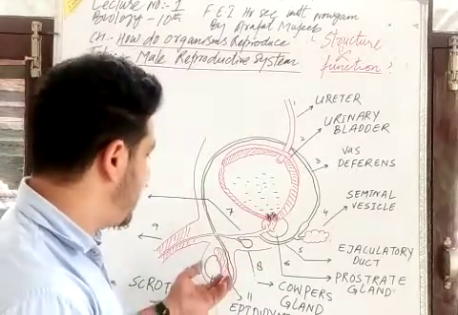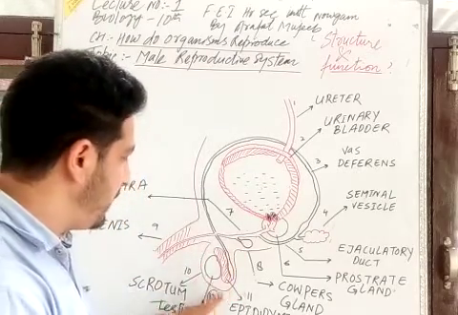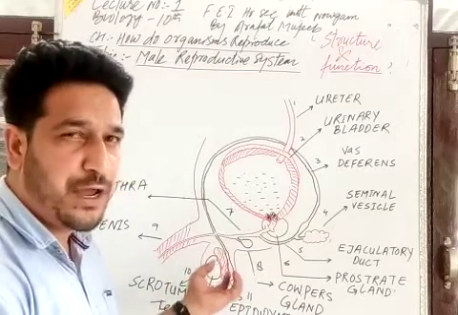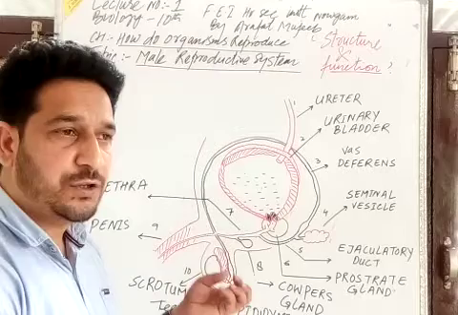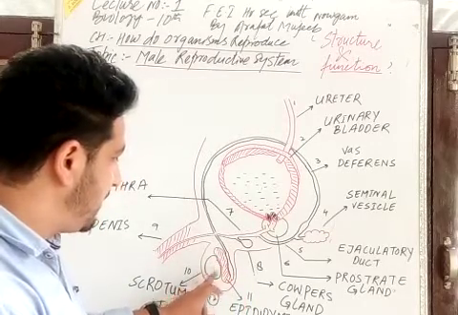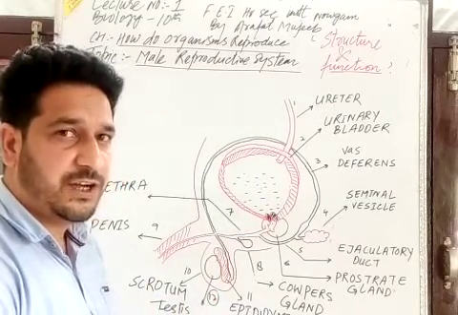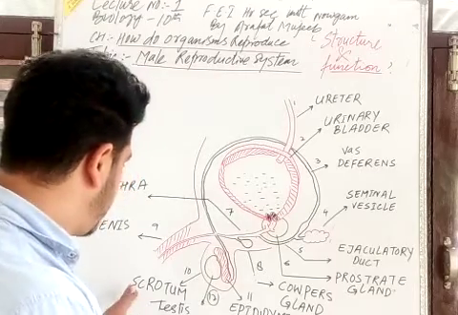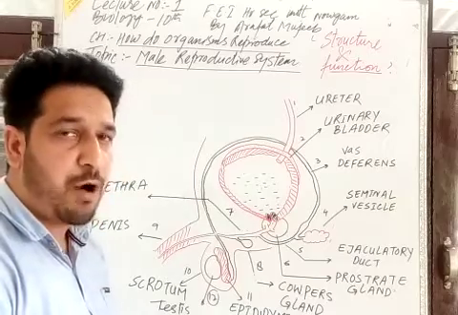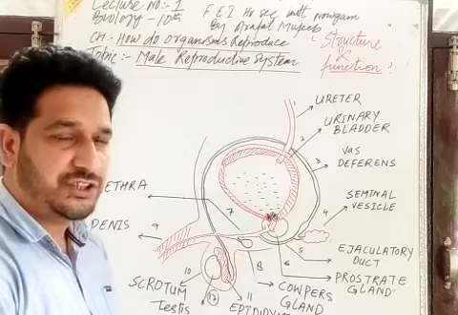Let us start here with a sickle-like covering pouch which holds a pair of small oval-shaped solid bodies known as the testes. The testes are placed in a thick-walled, pouch-like structure known as the scrotum. The scrotum is a thick pouch-like structure which holds a pair of oval testes.